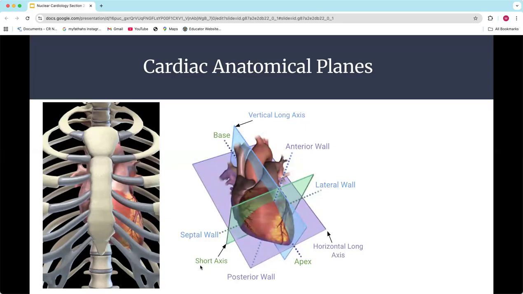So the first one we'll teach you about is the short axis. The short axis is going to divide the heart up, and it's going to slice it from apex up to base. This would be the most similar to an axial view. If you're looking at a CT scan or something like that, the axial view goes from inferior to superior. So this is very similar, and they're going to call that the short axis.